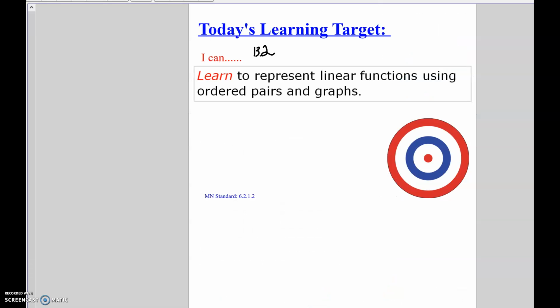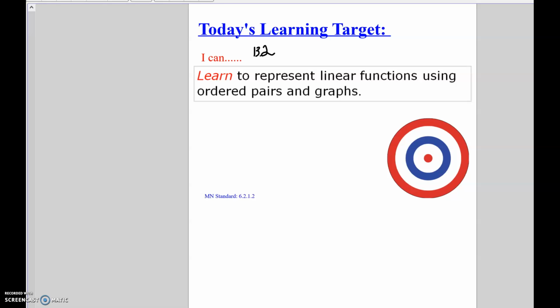Today we're kind of jumping around in the book. So now we're jumping to chapter 13, but all of these are graphing and equations. So today we're going to represent linear functions using ordered pairs and graphs. So we're going to graph straight lines, that's what linear function means, and we'll use ordered pairs and tables to graph those. Okay?